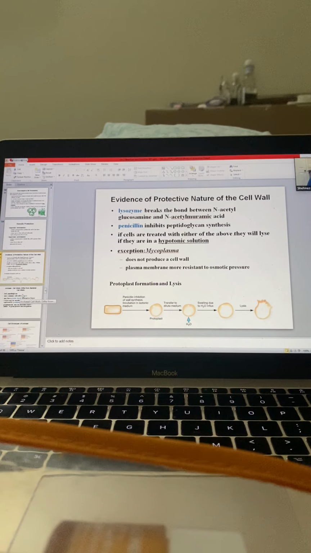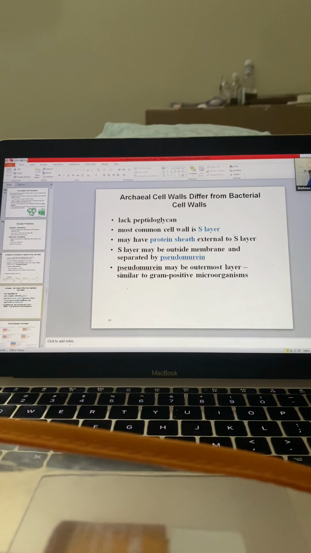So we can use penicillin or lysozyme, either of them, to show that resistance to osmotic lysis is because of the cell wall.